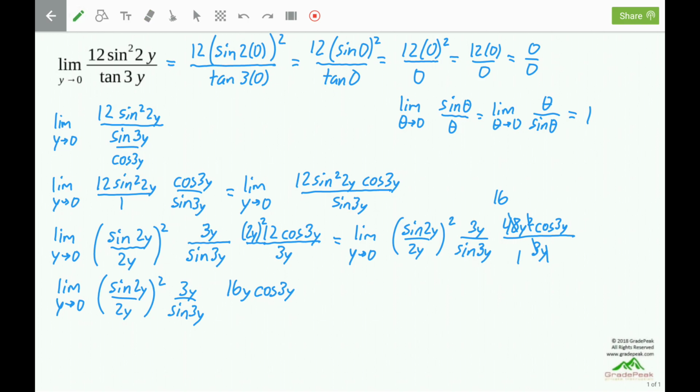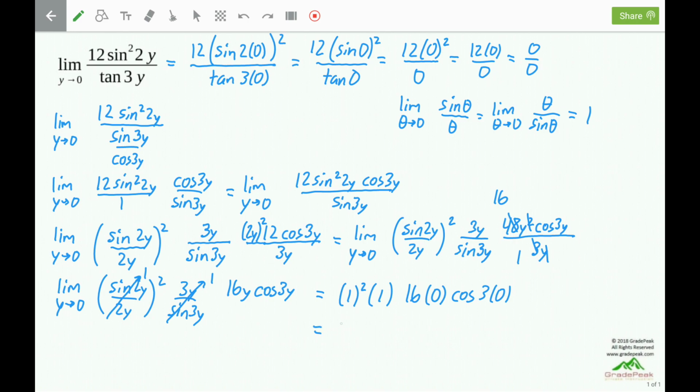And now we can make use of the identities. Each of these phase-matched sines are going to have a limit equal to a 1, so that'll be here and here both. And that means we have 1 squared times a 1, and we no longer have the 0 over 0 indeterminate form. We can plug a 0 in for the remaining y's, which will be a 16 times a 0, and then a cosine of a 3 times a 0.